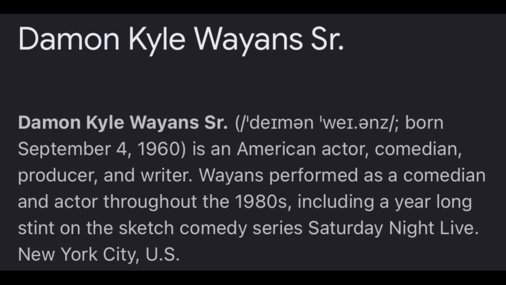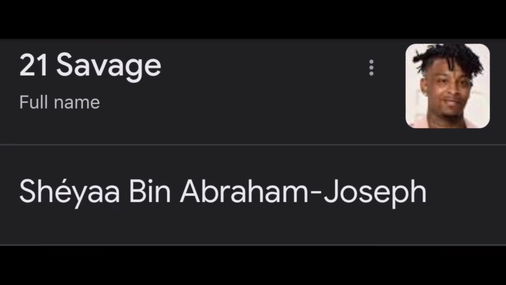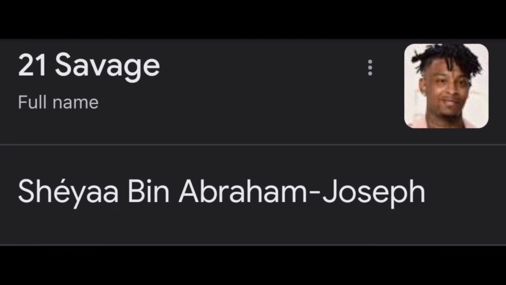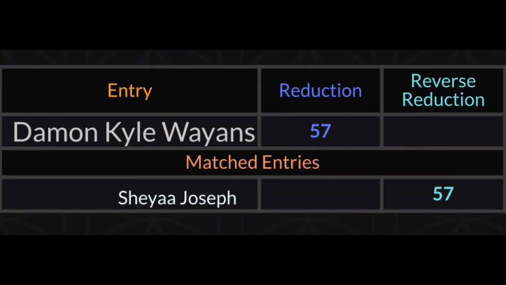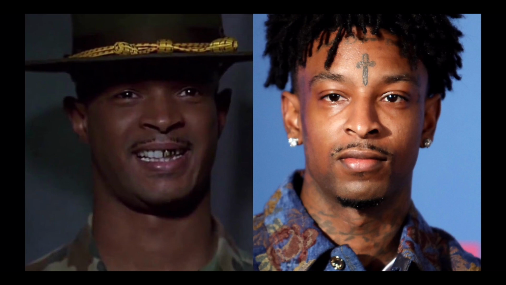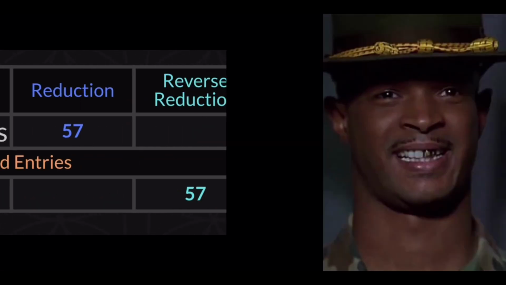So now let's get into some connections. Damon Wayans' real name is Damon Kyle Wayans, and 21 Savage's real name is Shayaa bin Abraham-Joseph. And this is a very weird name, especially for someone that was born in the UK. You know, this should really show you guys that 21 Savage is a character on the world stage, but I'll talk about that later on. So Damon Wayans' real name equals 57, and 21 Savage's real name equals 57 as well. So that's a big connection with these characters. Not only do they look extremely similar, but they have the same gematria.